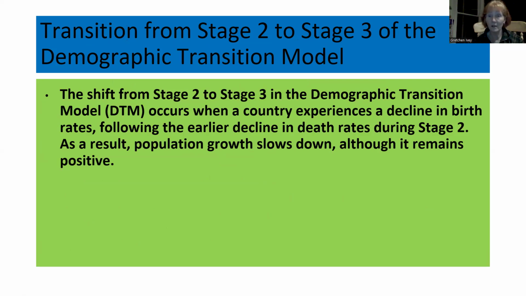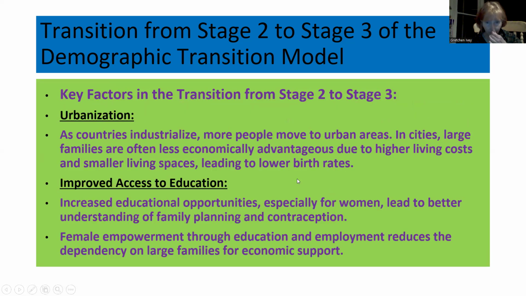So how does a country jump from stage 2 to stage 3? The shift from stage 2 to stage 3 in the demographic transition model occurs when a country experiences a decline in birth rates because they don't need to have as many children to replenish the population, following the earlier decline in death rates during stage 2. As a result, population growth slows down, although it remains positive. Okay, so again, the country's transitioning from stage 2 to stage 3.